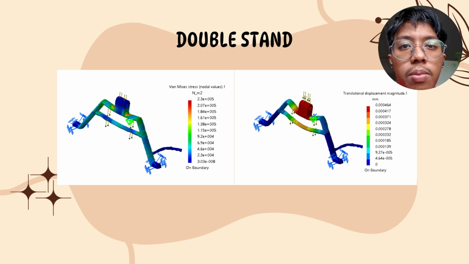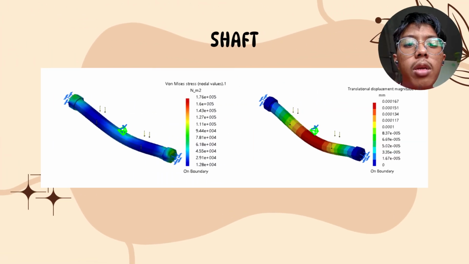The displacement magnitude shows the physical deformation of the stand under the motorcycle's load. The maximum displacement is centered at the top mounting point, which is the area furthest from the rigid ground supports, with the maximum displacement being 0.000464 mm. The final component is the shaft. The material chosen for the shaft is also steel.